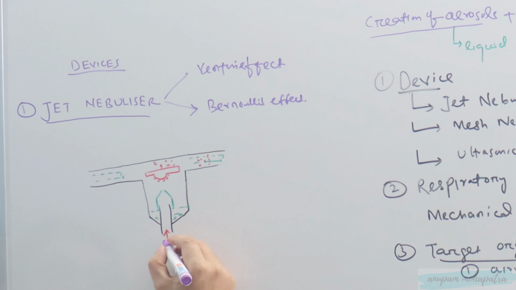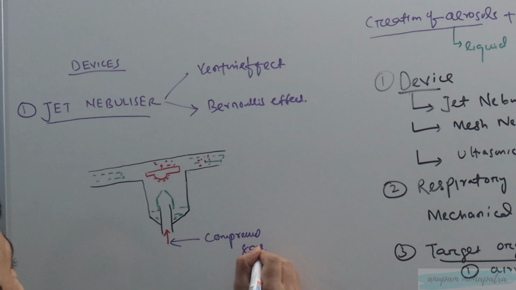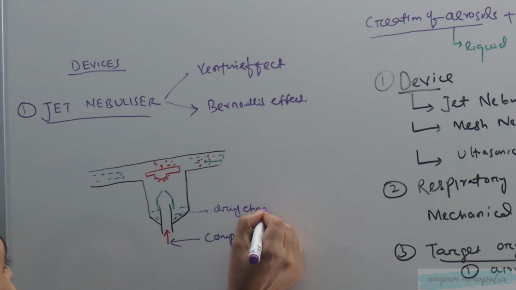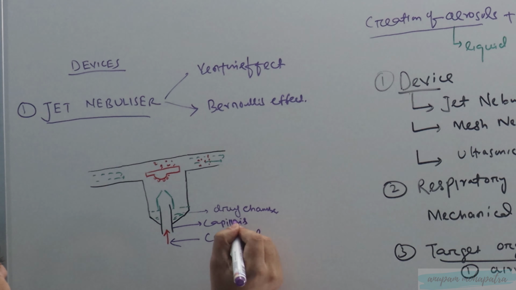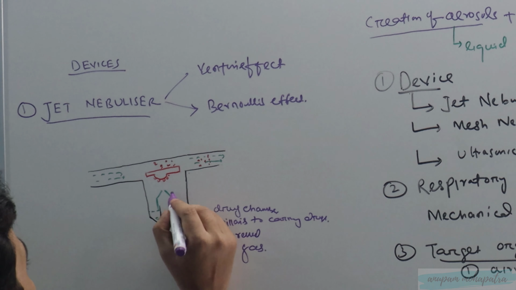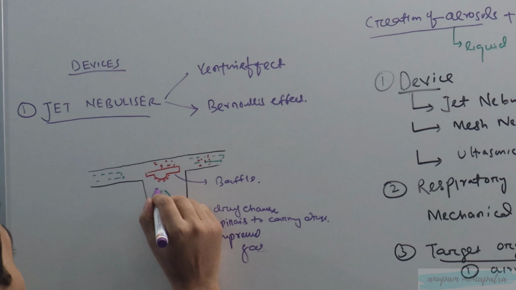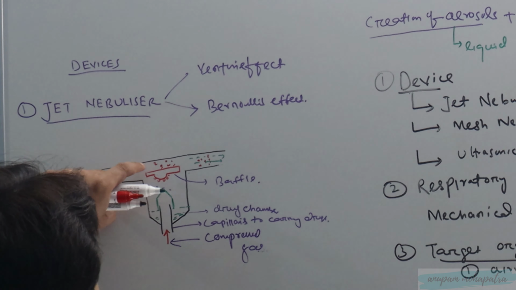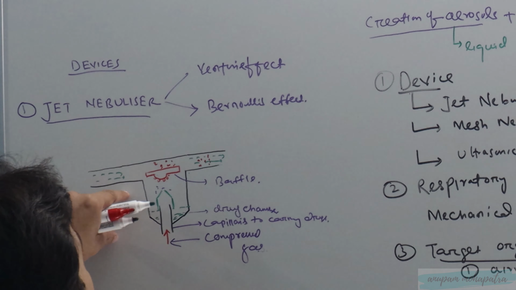What are the components of it? So here we have compressed gas. This is the drug chamber which contains the drug. This is the capillary to carry the drug, and this is the baffle. What is the function of a baffle? So here the mist will be produced, and the larger sized mist will be trapped by the baffle. Only the smaller sized aerosol will be transported through the oxygen into the patient.